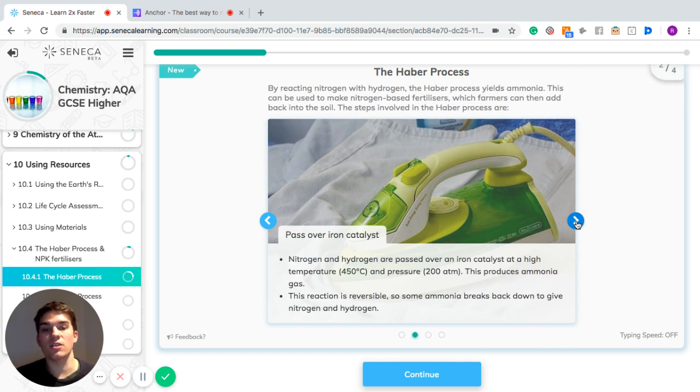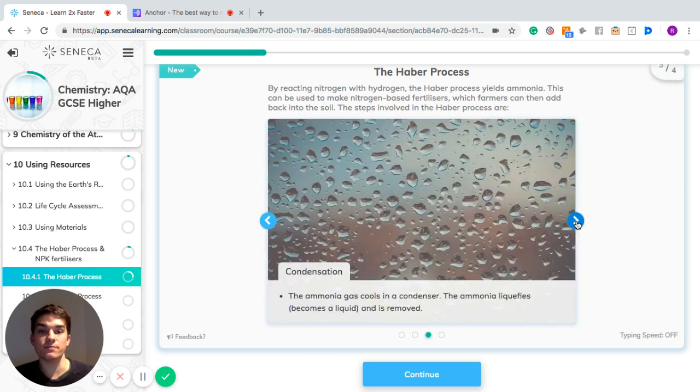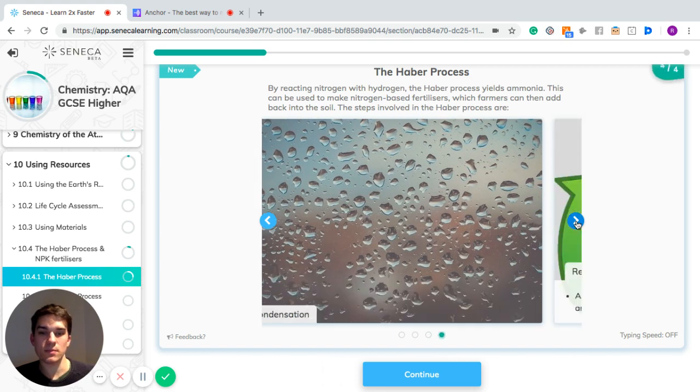So nitrogen and hydrogen are passed over the iron catalyst at a high temperature, which is about 450 degrees centigrade, and a high pressure as well at 200 atmospheres. And that produces ammonia gas. Now the reaction is reversible, so some ammonia breaks back down to give nitrogen and hydrogen in the reaction. As ammonia gas cools in a condenser, the ammonia liquefies and therefore it's removed as a liquid.